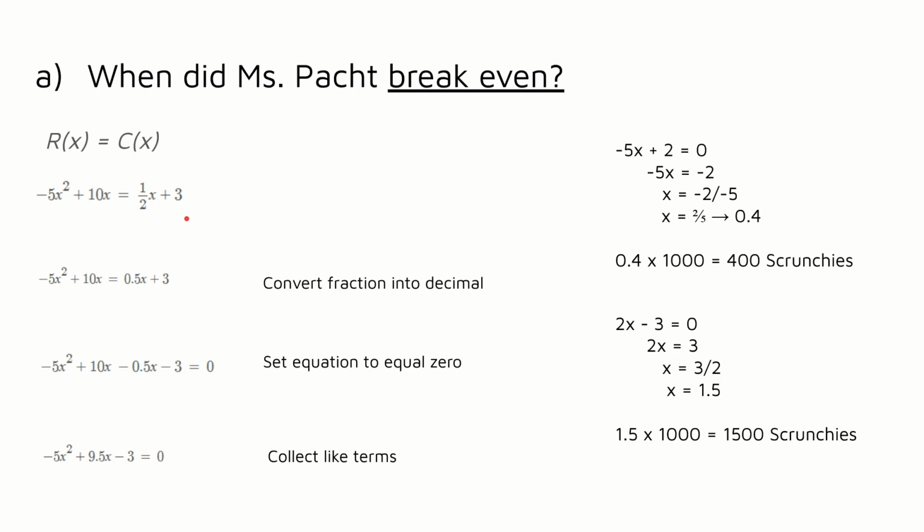So first, we can simply convert the fraction into a decimal. This is one way to solve it. I did it this way, so we ended up with the same values, just not in fractions. So we're working with decimals. Let's set the equation equal to 0. That means bringing all the terms on our right to our left, and also collecting like terms. We have 10x and negative 0.5x. That leaves us with 9.5x.